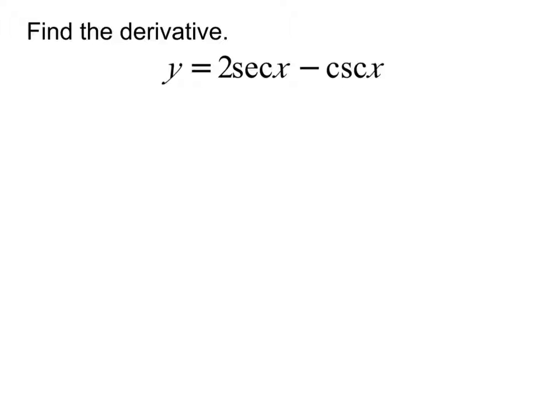So to find y prime here, I'm going to do first the derivative of the 2 secant x. And of course, the 2 just multiplies by whatever the derivative of secant of x is. And so the derivative of secant of x, go to your notes. Let's make sure you got those written down right. You should see secant x tangent x. So that's the derivative of the first term.